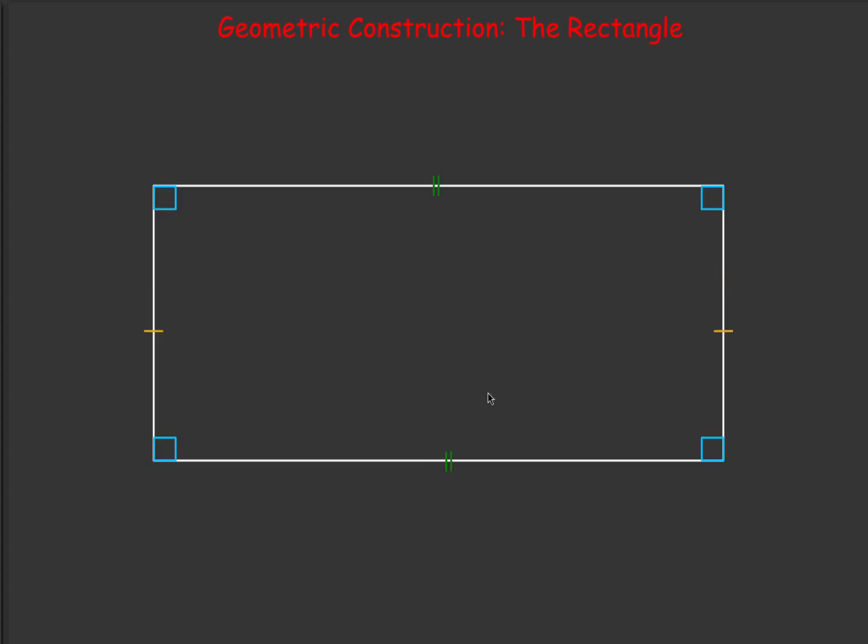Then secondly, it has four right angles. It has four right angles. So this is a right angle, 1, 2, 3, and 4. So with that said, let's quickly look into how to construct these rectangles.